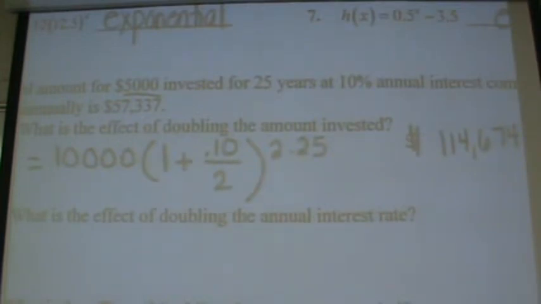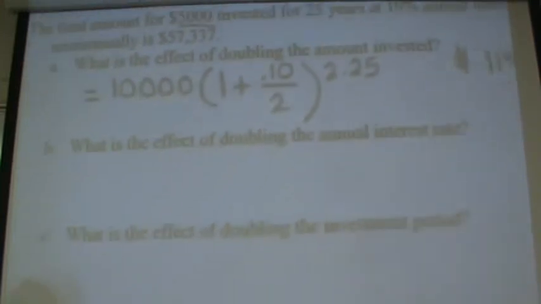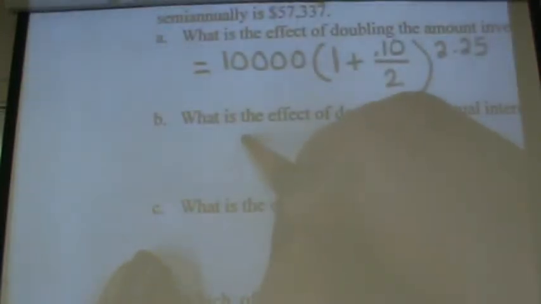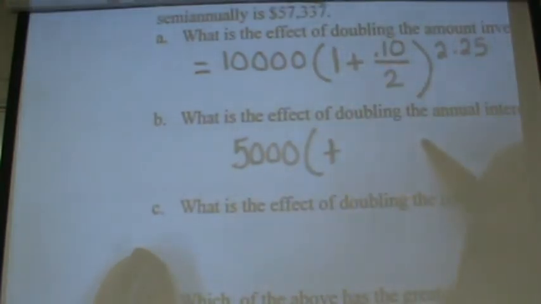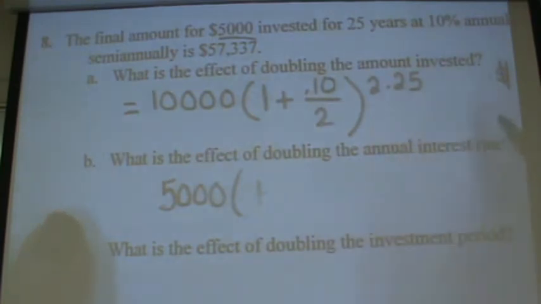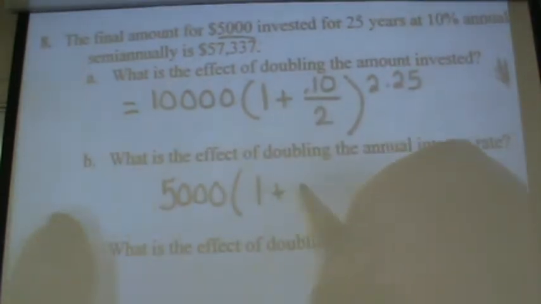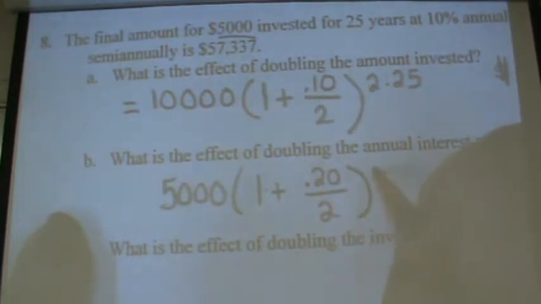So what is the effect of doubling the annual interest rate? If you double the annual interest rate, we're going to take the original $5,000 and double the interest rate. So instead of it being 10%, it's going to be what? 20%. I just want you to do that. It's still compounding semi-annually. So 1 plus 0.20 over 2, and then it's times 2 to the 25th power. Can anyone tell me this?